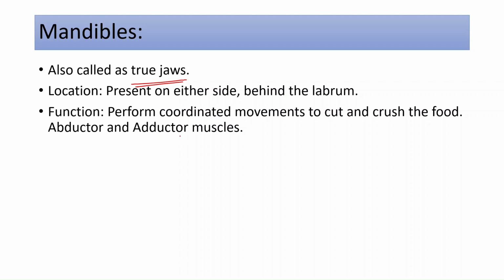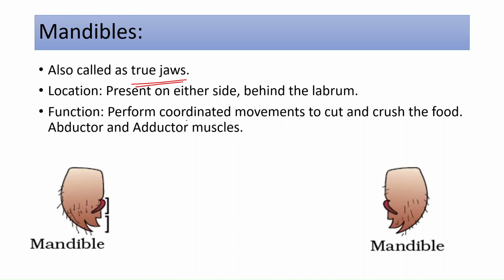The function of mandible. See, the function of mandible is to do coordinated movements to help in cutting and crushing the food. Now these regions which you see over here, this region is for grinding. It is going to do the function of grinding. This is the incising region. Incising means it is going to cut the food. Okay, and this is going to grind the food, crush the food. The food will be cut over here, it will be crushed over here. So this is the function of mandible, cutting and crushing the food.